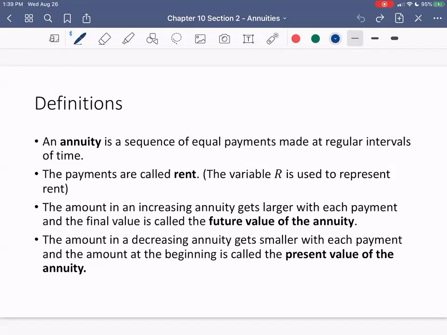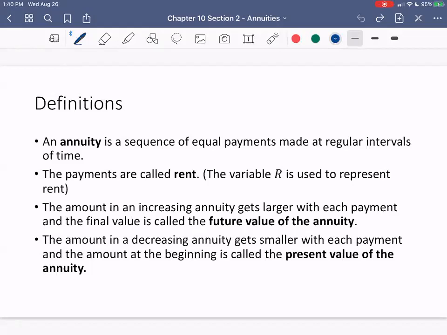The two types of annuity are, the first one, future value of the annuity, and the second one, the present value of the annuity. I know you can read it, but I'm going to read it for you. The first one, future value annuity, says the amount in an increasing annuity gets larger with each payment, and the final value is called the future value of the annuity. You're trying to figure out what that does. You'll see an example shortly. When you're putting the rent in, it's going to say what's going to happen in the future. What is the balance, you could say, in the future.